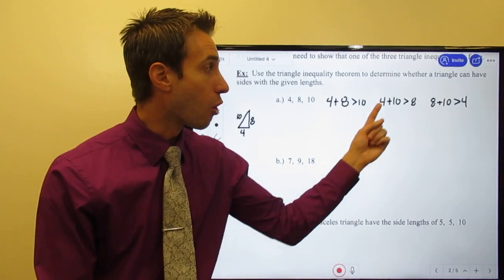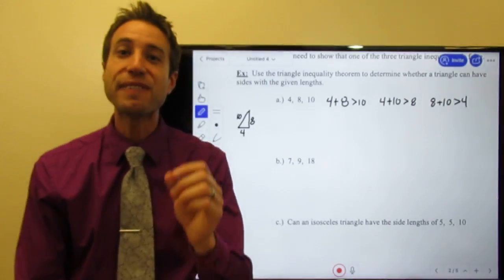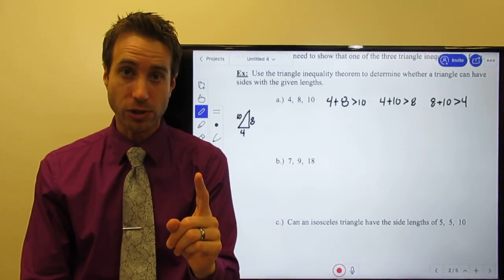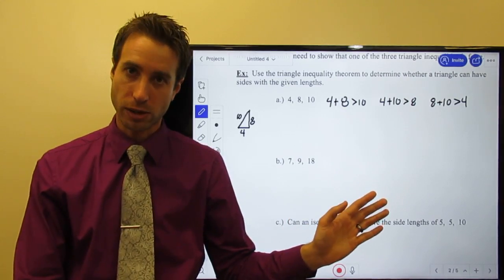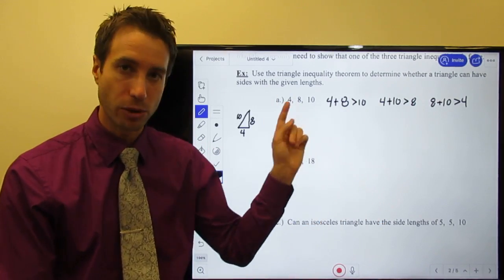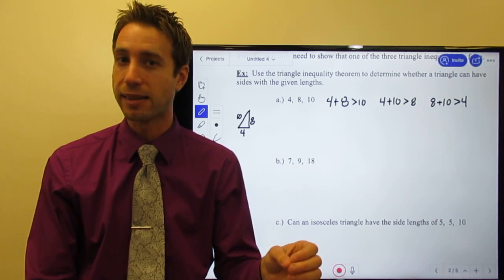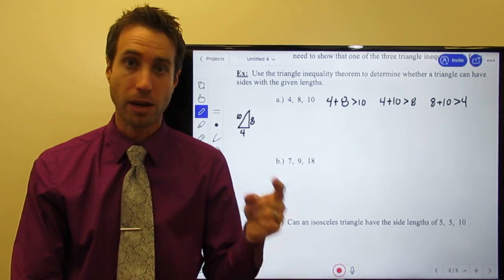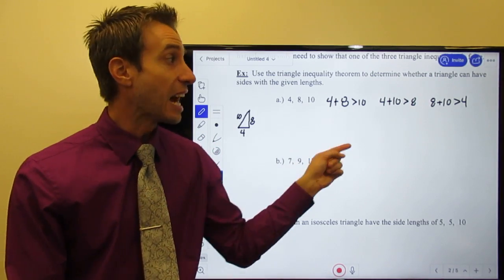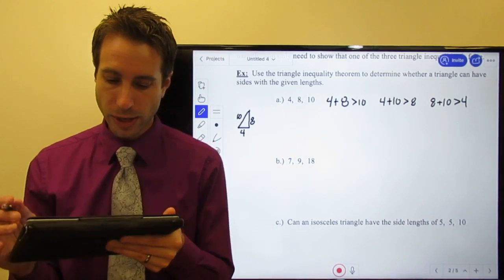Now, you solve each of these. If even one of them is false, nothing works. None of them are good. You cannot build a triangle with those side lengths if even one of them turns out to be false. We need all of them to be true. So here we go.